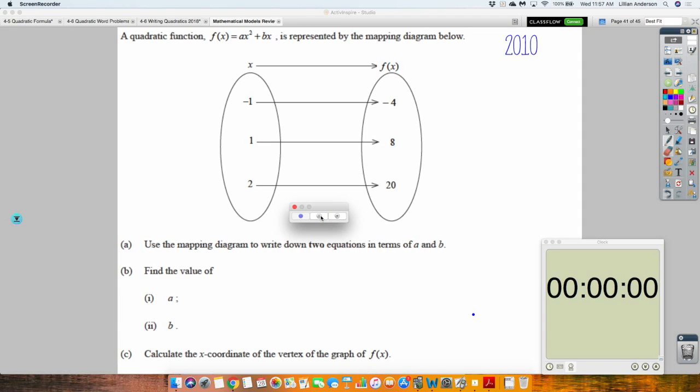Again, anytime they give you a value of A, like they give you A as a variable, it's not going to be 1 or negative 1. It's not going to be that. You're going to have to plug in another point to find the value of A. Let's do another one.